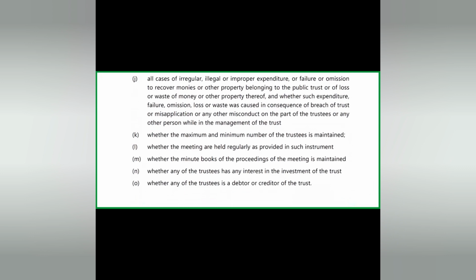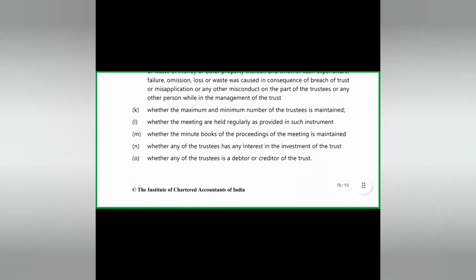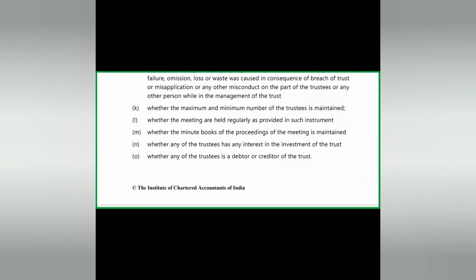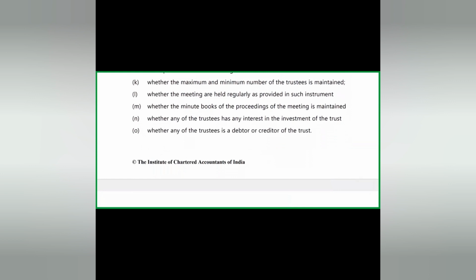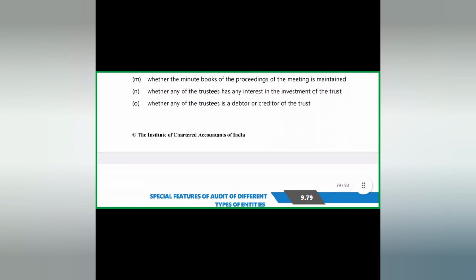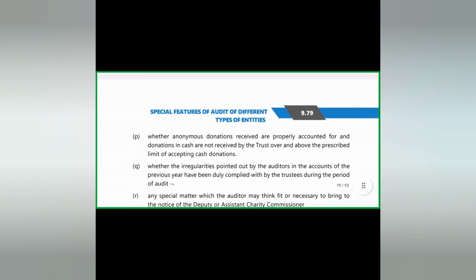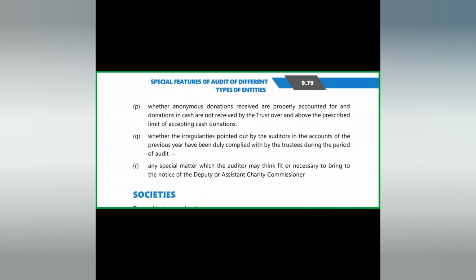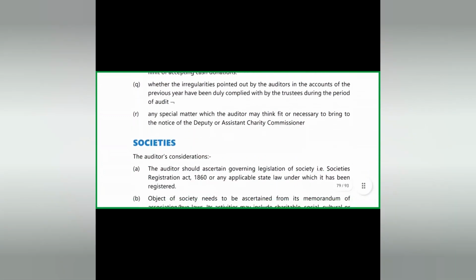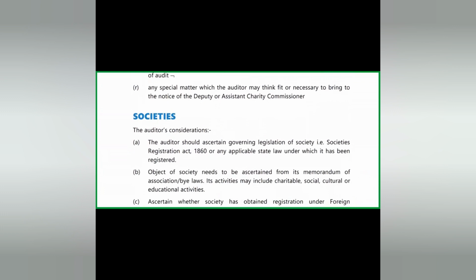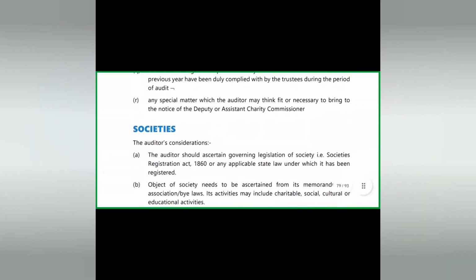whether all cases of irregular, illegal or improper expenditure have been reported, and whether such expenditure, failure, omission, loss, or waste was caused in consequence of breach of trust, whether the maximum and minimum number of trustees is maintained, whether the meetings are held regularly as provided in the instrument, whether the minute books of proceedings are maintained, whether any trustee has an interest, whether the trustee is a debtor or creditor of the trust, whether anonymous donations received are properly accounted, whether the irregularities pointed out by the auditors have been taken care of, and any special matter which the auditor may think fit or necessary to bring to the notice of the deputy or assistant charity commissioner.